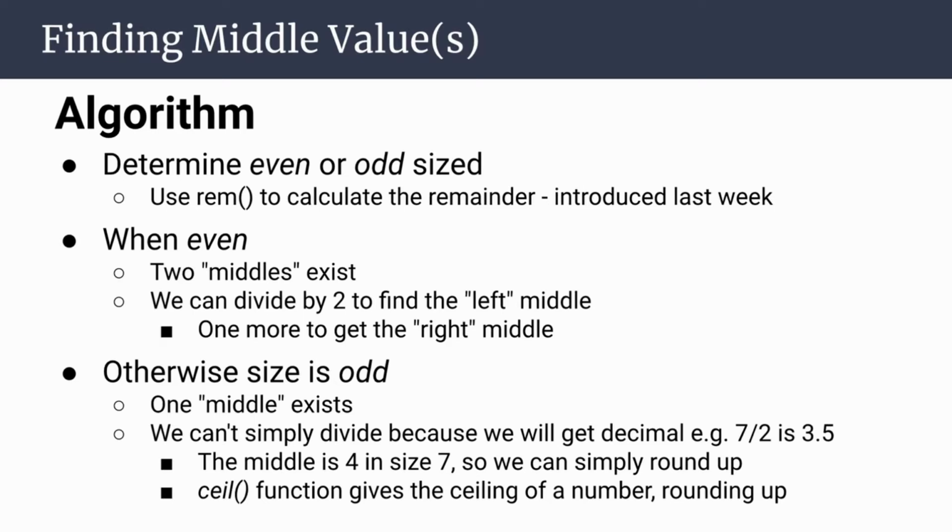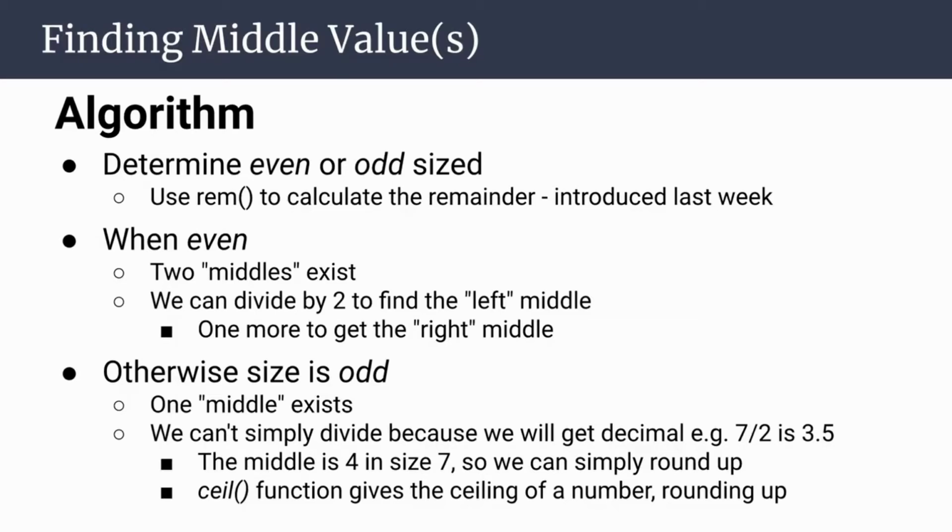So if we go through our algorithm to figure out how to determine this, we have to split it up into two parts. First, we have to determine whether something is even or odd sized, and we can use the remainder function to calculate the remainder of the division by 2 for the size. A remainder of 0 means that it's even sized. But if there is a remainder, then it will be 1, indicating that it's odd.